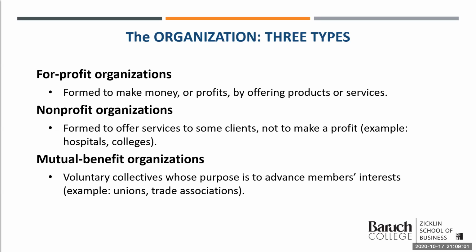And then a mutual benefit organization is a voluntary collective whose purpose is to advance members' interests. The members will depend on the type of mutual benefit organization. An example is a union, right? A labor union, as an example, is an organization whose purpose is to serve the interest of some set of workers. They are typically grouped around the type of work that you do, right? So a steam fitters union. Steam fitters are workers who install sprinkler systems in buildings, very similar to plumbing. They deal with pipes, but they have their own union. And so this union works to serve the interests of steam fitters.